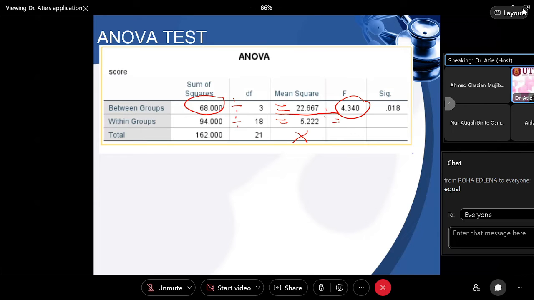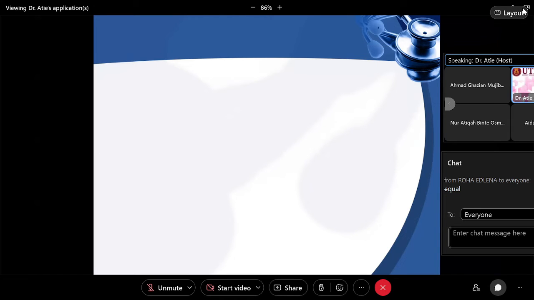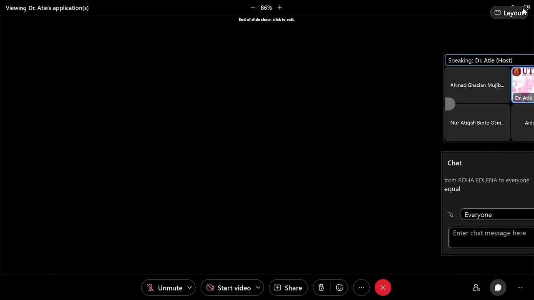Can you please try and get it? Try. Okay, correct. Alright. Okay, good. So the significant value, you got it from SPSS, alright? So there is a way how to get this number, alright? So, okay, that's all. In order for you to understand the ANOVA table.